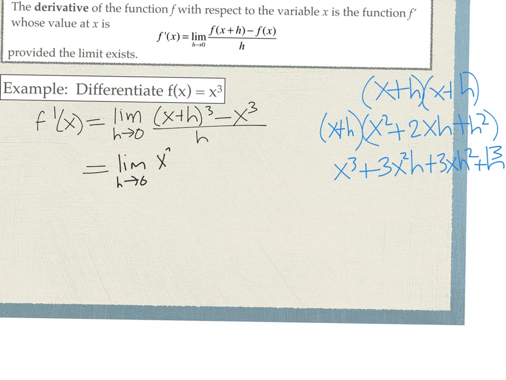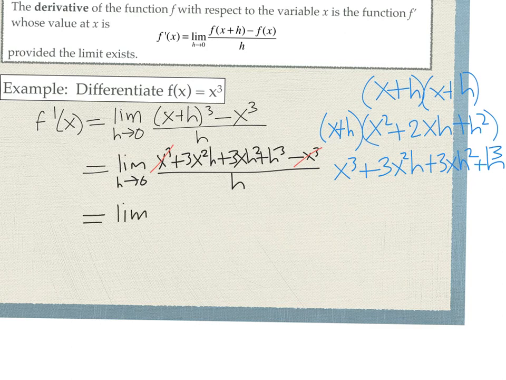So that's x cubed plus 3x squared h plus 3xh squared plus h cubed, minus x cubed, over h. So the x cubes cancel, and then what am I able to do? Take out an h. So you should always be able to take out an h. If you can't, you did it wrong. Okay, that's all it comes down to. If you cannot take out an h, it's because you messed up.